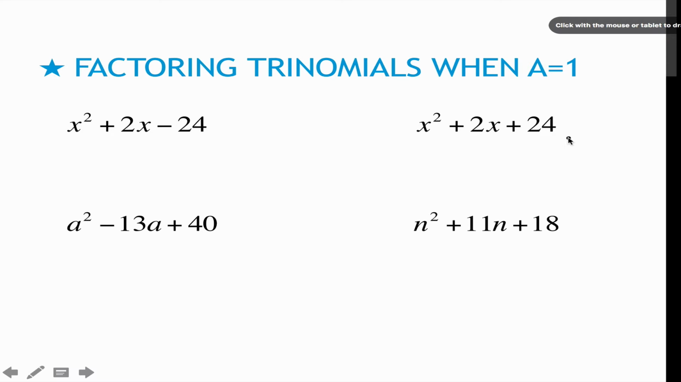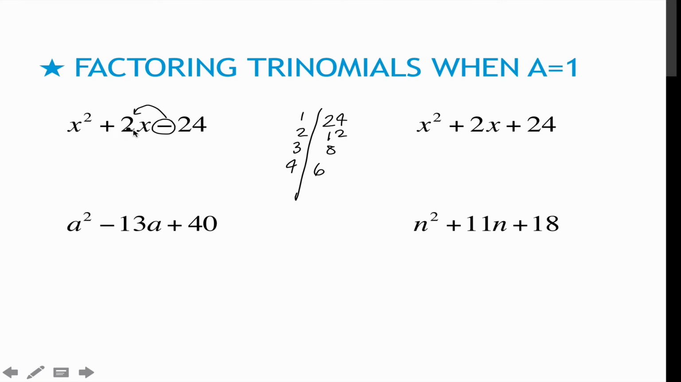Since both of my first 2 questions involve the product of 24 for my C value, I'm going to list all of the values that multiply to 24. So 1 and 24, 2 and 12, 3 and 8, 4 and 6. For my first question, I'm looking for numbers that have a product of 24 but a difference of 2. And so I know that I will use 4 and 6. 4 would be negative and 6 would be positive, because those then would add to positive 2, but multiply to negative 24. So that's x minus 4, x plus 6.